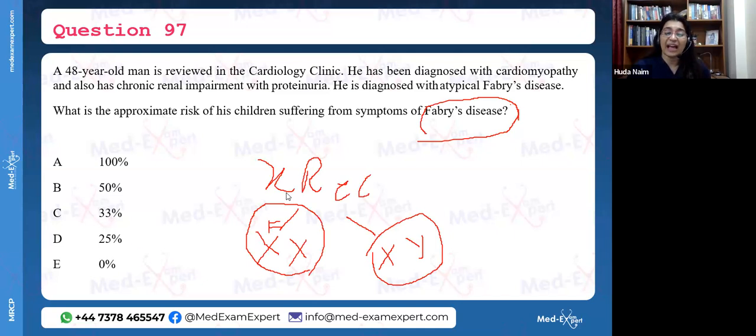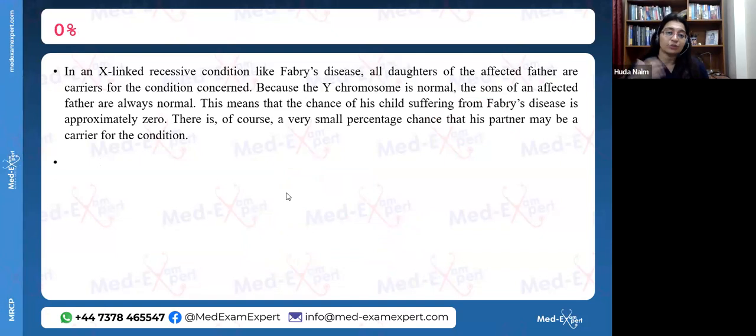None of his children would actually be suffering. The daughters would all be carriers, but the sons would not have the disease. So all of his daughters would be carriers, and later on, if the daughters have sons, then they would get the disease. But his immediate children will not have any disease.